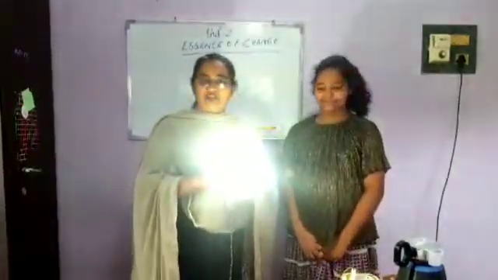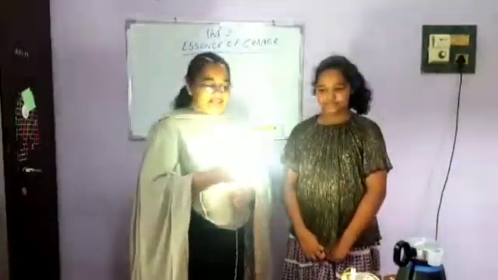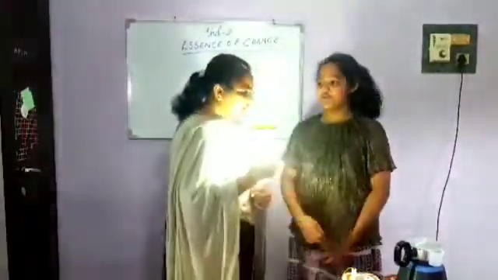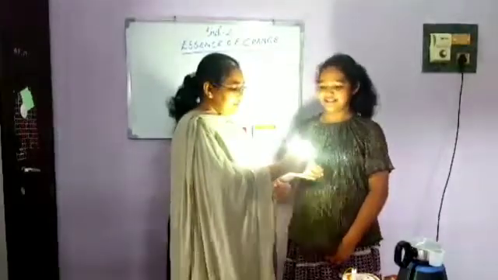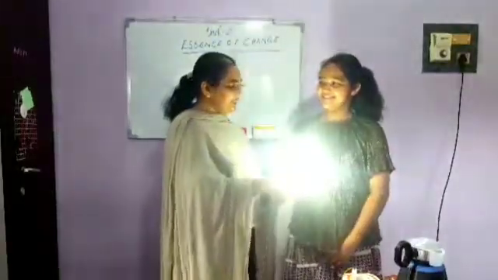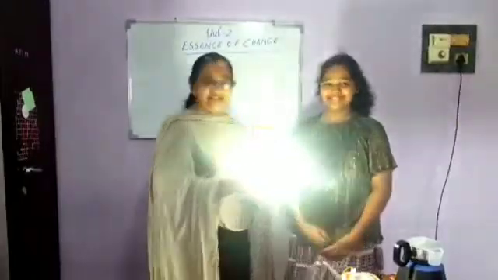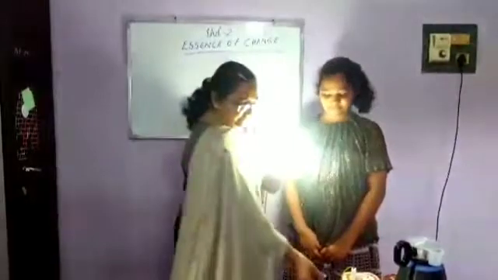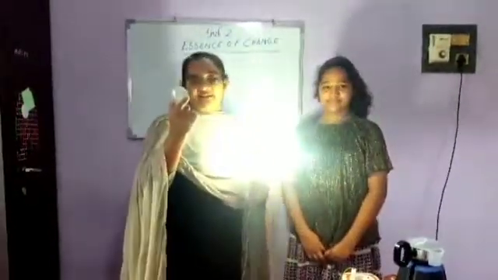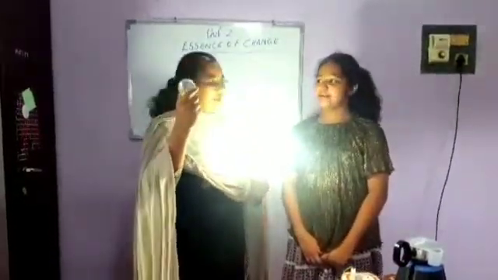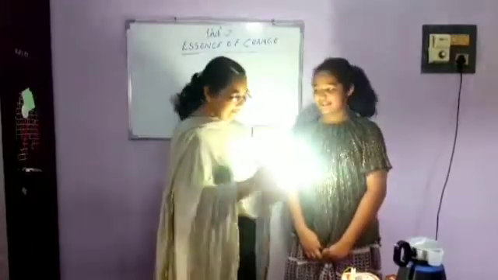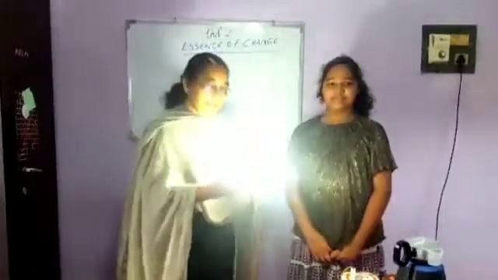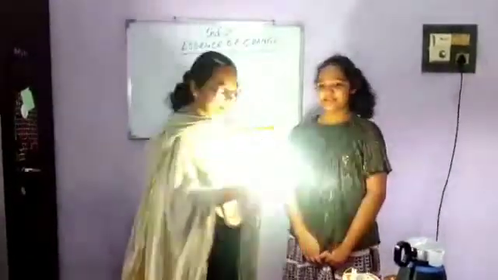So in the CFL also we are getting light energy. But you touch and see. Is it as hot as this one? No. But a slight heat is there, isn't it? Yes. So the heat of the CFL is lesser than this ordinary bulb. The ordinary bulb is hotter than the CFL. So here what is happening? That much heat energy is not produced in the CFL.